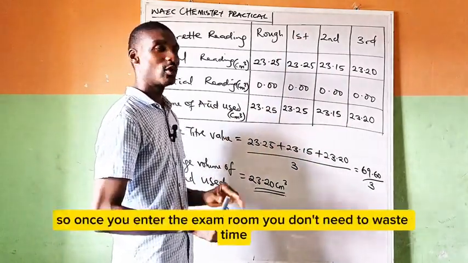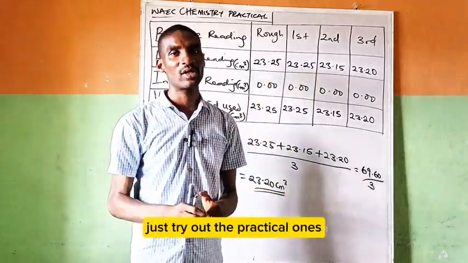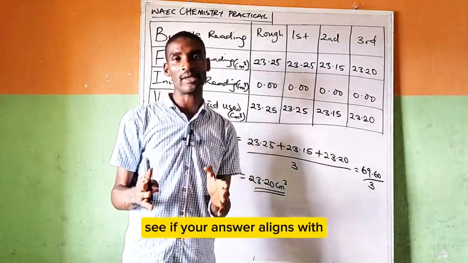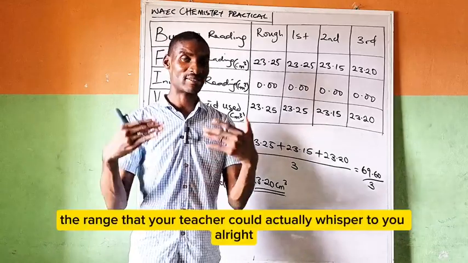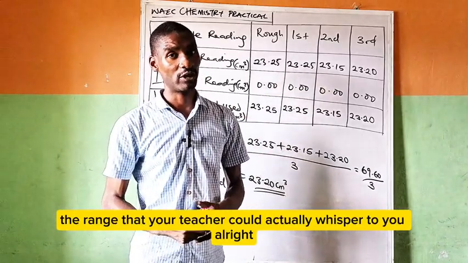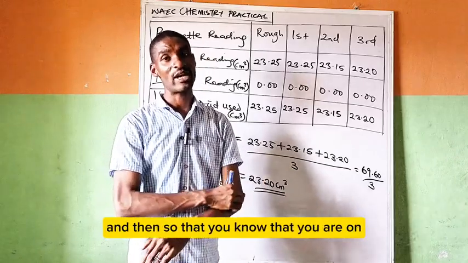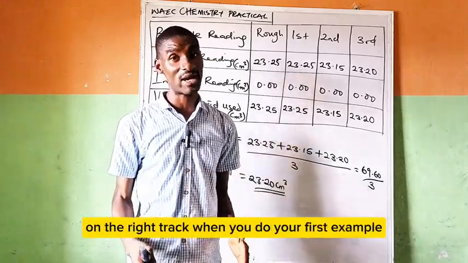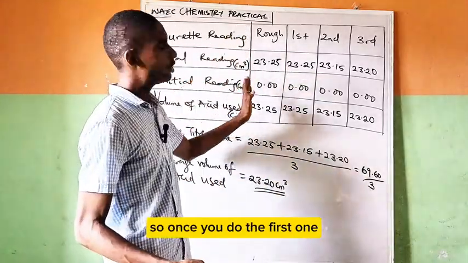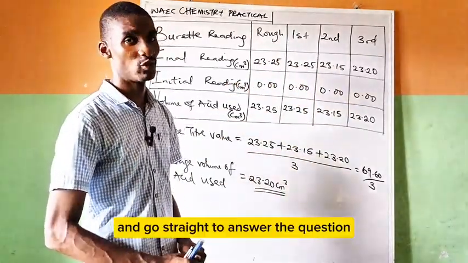Once you enter the exam, you don't need to waste time. Just try out the practical ones. See if your answer aligns with the range that your teacher could actually whisper to you, just to let you have an idea of the range, so that you know you are on the right track when you do your first example. Once you do the first one, you can just compute your table and go straight to answer the questions.